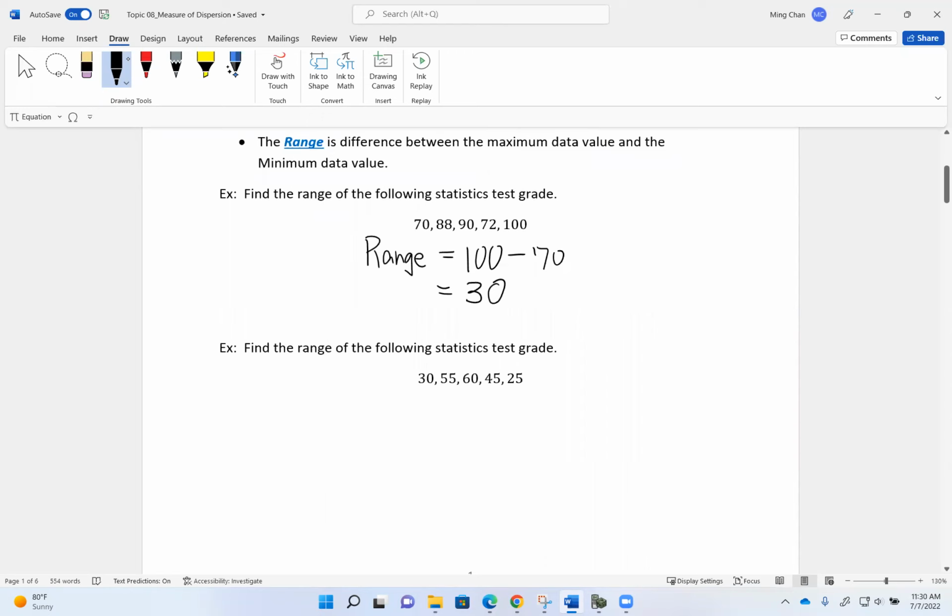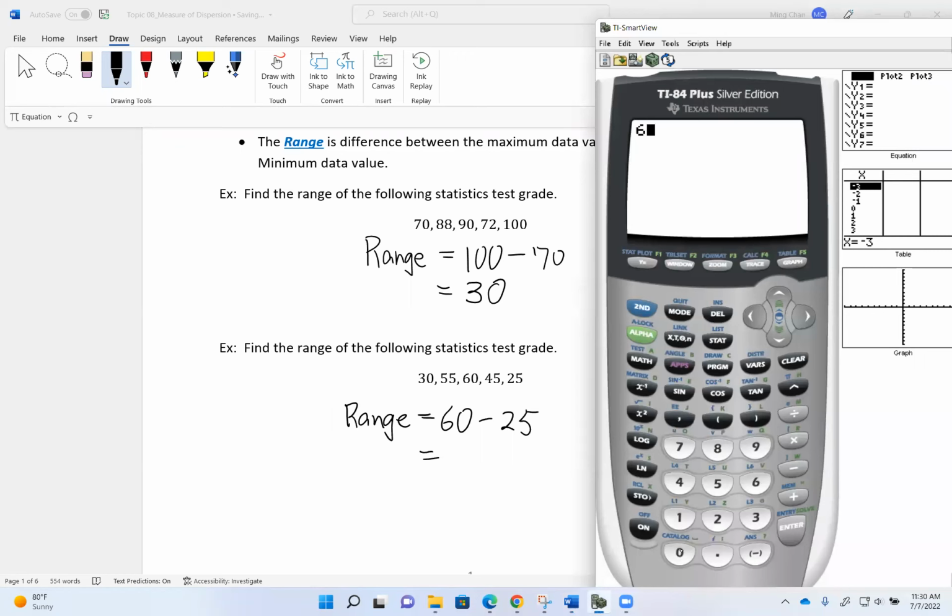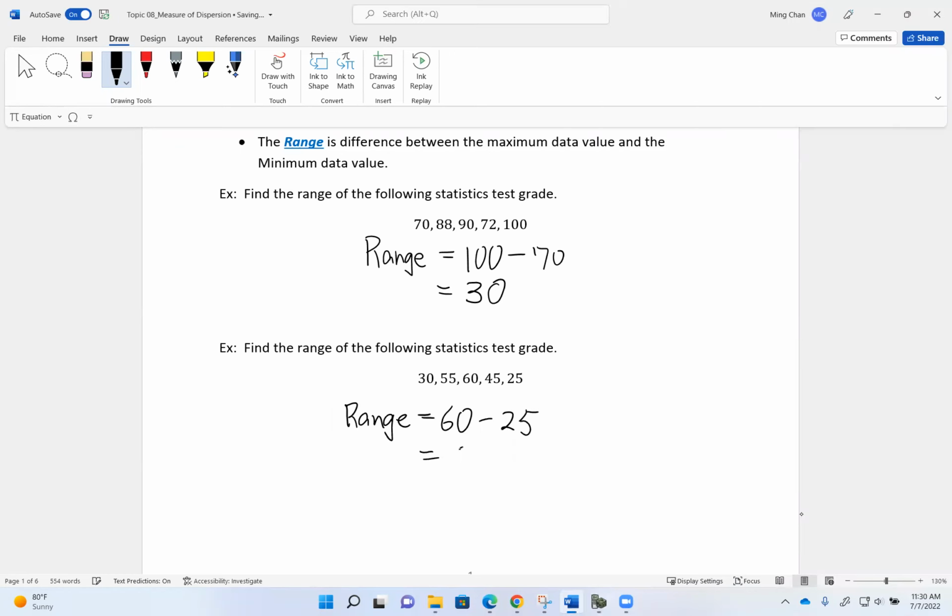All right, let's try this one. Same thing, find the range of the following 5 test grades. The largest data value is 60, minus the smallest one, which is 25. All right, 60 minus 25. The data spread is 35 points.